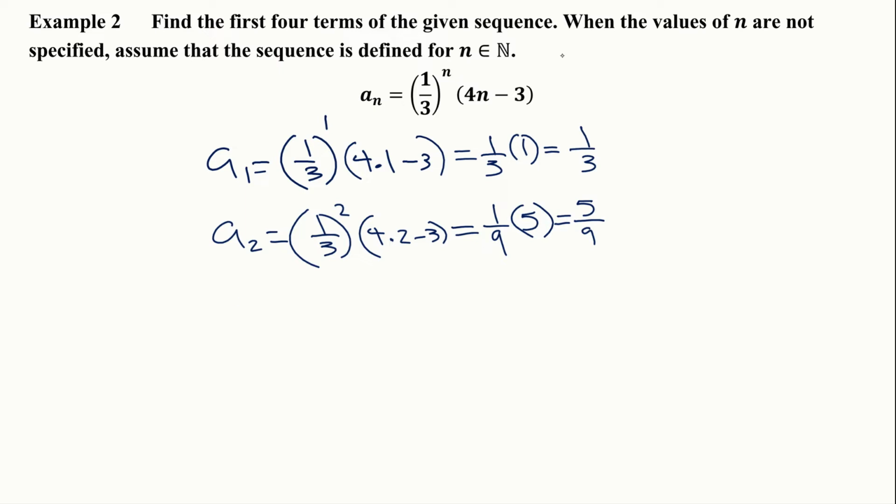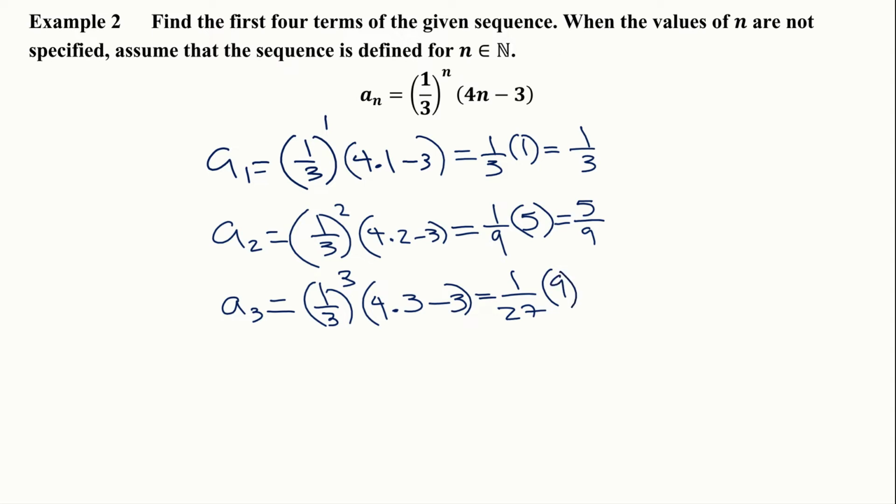And for the third term, we have (1/3) cubed times (4 times 3 minus 3), so we get 1 over 27 times (12 minus 3), which is 9. So we end up with 9 over 27, which is 1/3.